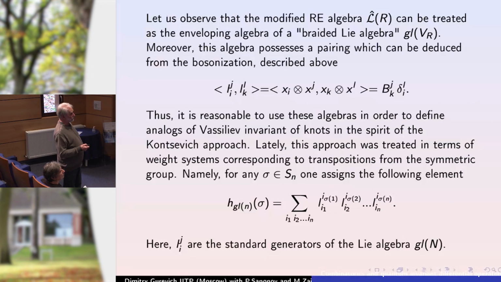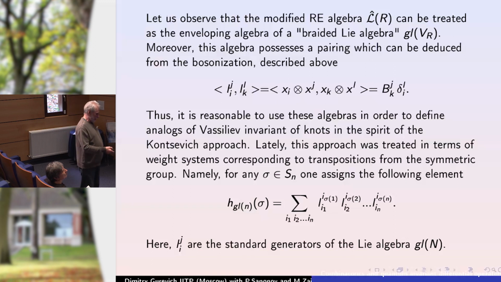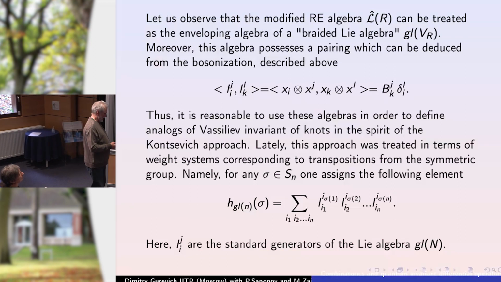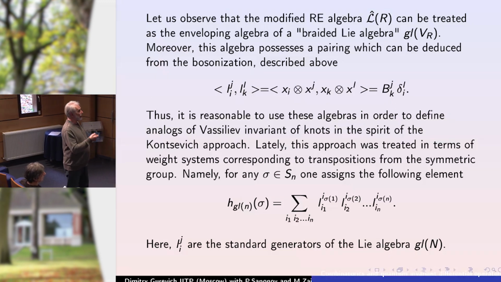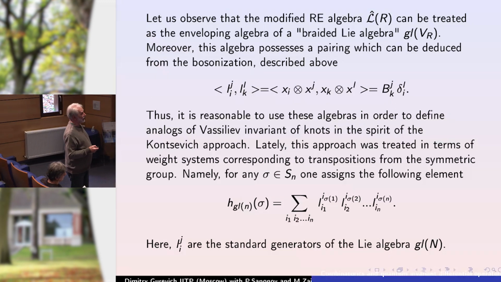And now I would like to say that bosonization, which I spoke about a little bit above, gives us a possibility to introduce a pairing on the space of generators of the enveloping algebra of the reflection equation, or rather the modified reflection equation or non-modified reflection equation. It is more or less similar.